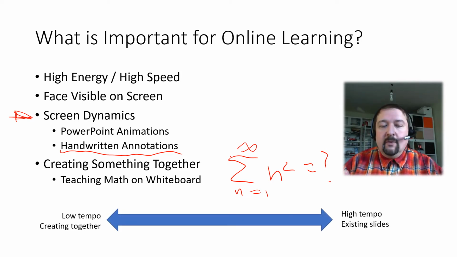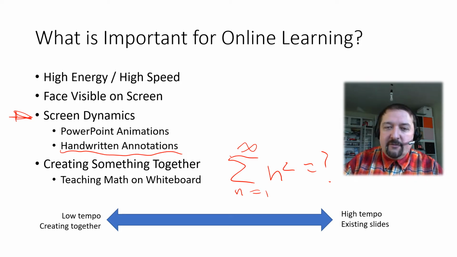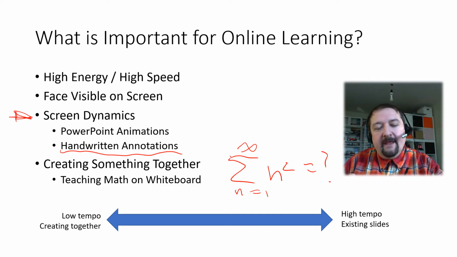So whenever you are creating content, think of some compromise, because on one end of the spectrum you can have very low tempo when you are proving a theorem together with the audience, but a high sense of involvement. On the other hand, you can have high tempo with existing slides, but it would not be as engaging. So ideal content should be somewhere in between.